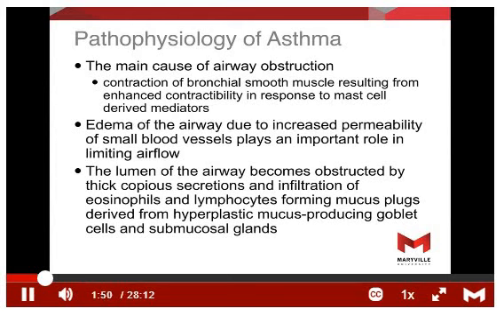The main cause of airway obstruction is that there's contraction of bronchial smooth muscles resulting from enhanced contractility in response to mast cell-derived mediators. So it's an immune response. Edema in the airway due to increased permeability of small vessels plays an important role in limiting the airflow. The lumen of the airway becomes obstructed by thick copious secretions and infiltration of eosinophils and lymphocytes, forming a mucus plug. This is derived from hyperplastic mucus-producing goblet cells and submucosal glands. So all of this inflammation ends up causing thick secretions, which then can cause a plug.